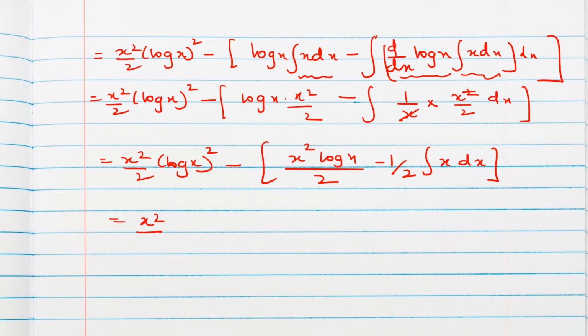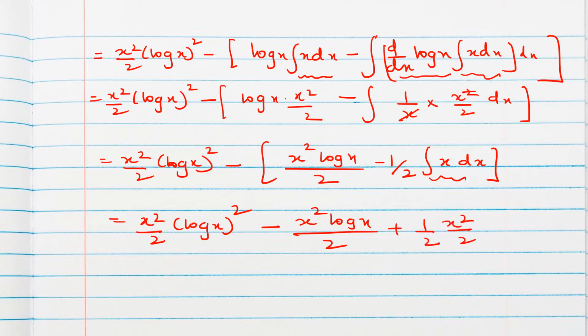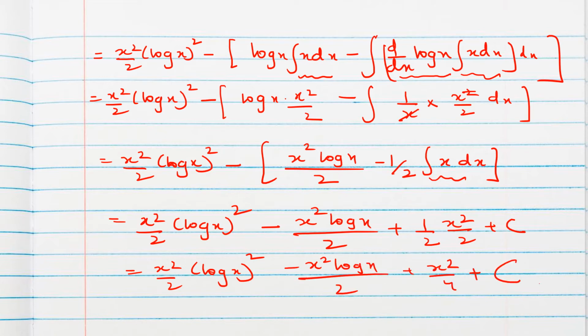So x²/2 (log x)² minus, we can open the bracket, minus x² log x by 2 plus half, and for this integral x²/2, plus the same. So finally we get x²/2 (log x)² minus x² log x by 2 plus x²/4 plus c. So let the integral be I.